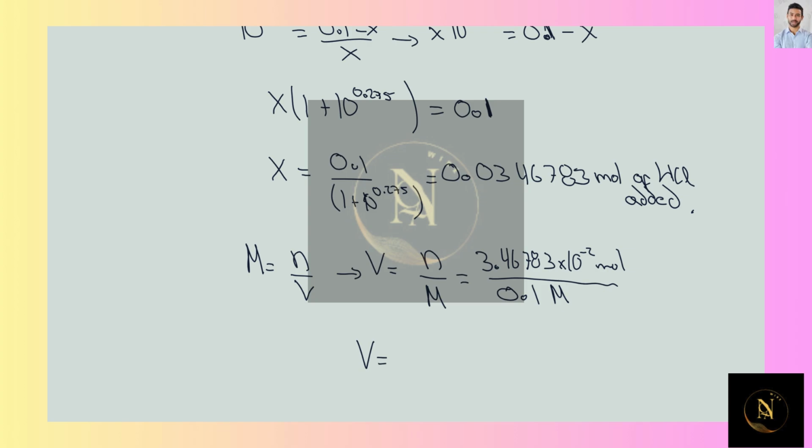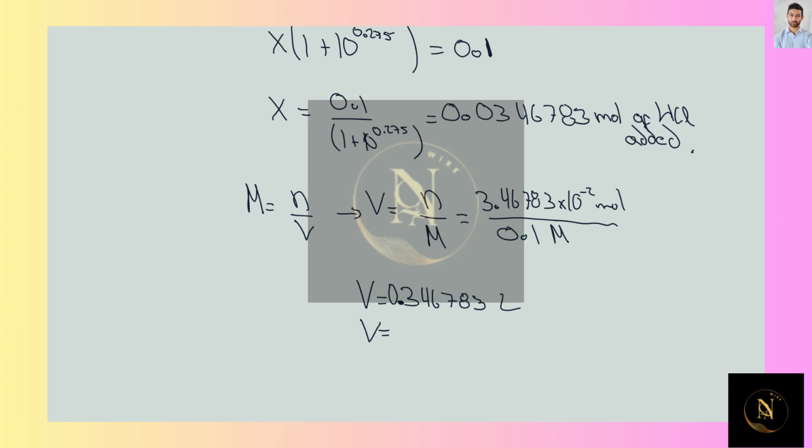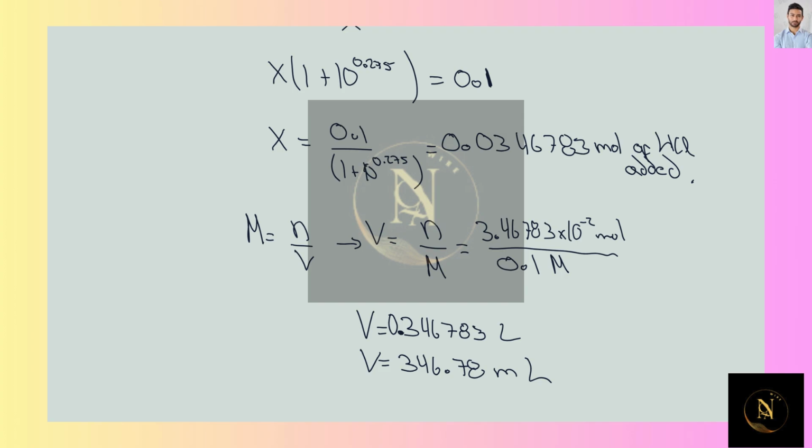The volume then, in order to get that solution, is 0.346783 liters, corresponding to 346.78 milliliters. So that should be the final volume that I need to add of HCl with a 0.1 molar concentration.